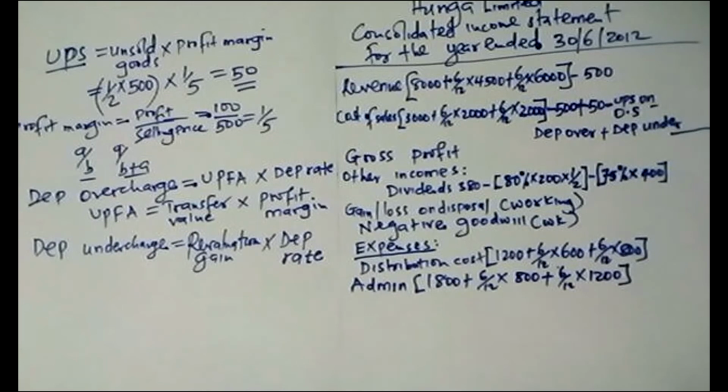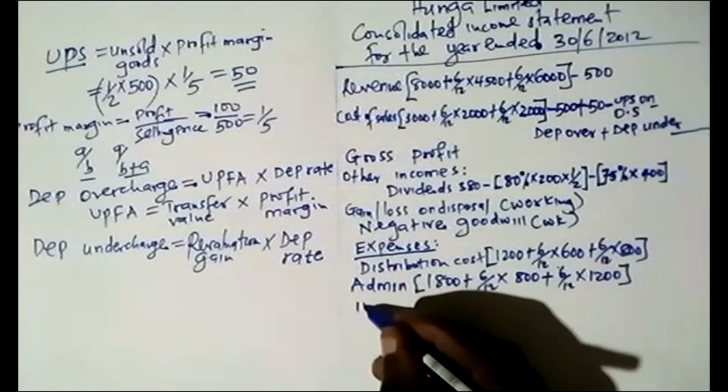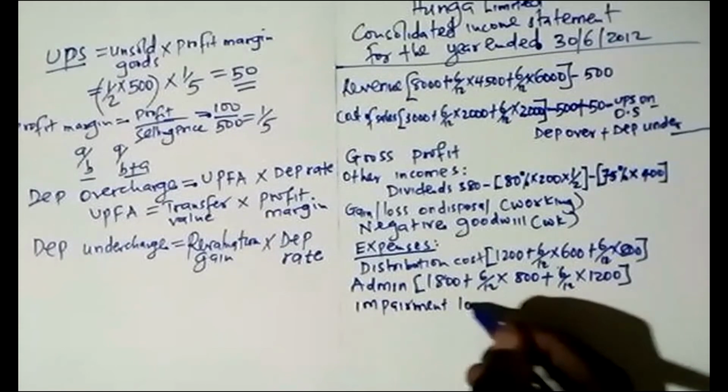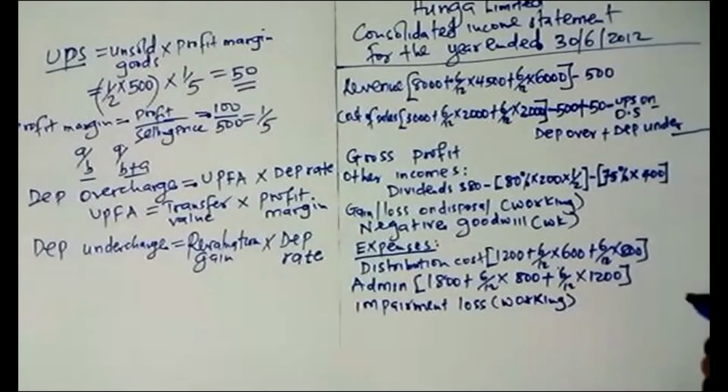Then before I record my finance cost, because that is the next expense, this is what I've been doing. I've done distribution cost and administrative cost. Now the next is finance cost. Before I record finance, I have to introduce a new expense, which is not here. That is impairment. So I have to record impairment loss, and that one will be determined from goodwill. So this one I will write as working. I will just skip.